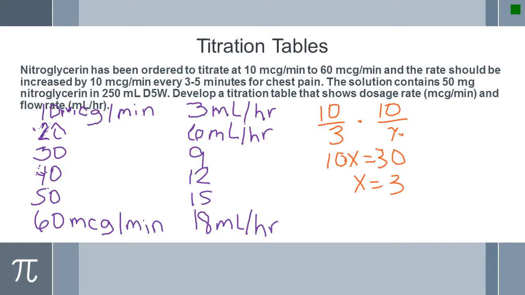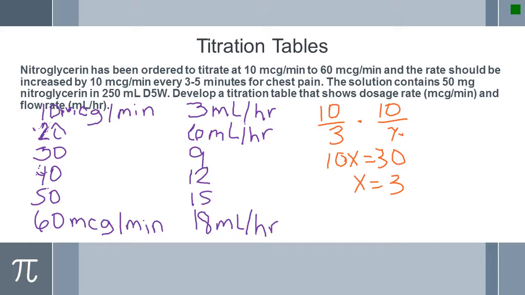So now we need to put that into our table. And so what I'm going to do is I'm going to start off with our low, which was 10 micrograms per minute. And it wants to increase by 10 up to 60. So we go to 20, 30, 40, 50, and 60. Sorry, those numbers don't look so good. I don't even know if you can tell what that is. And those are mics per minute, all the way down.